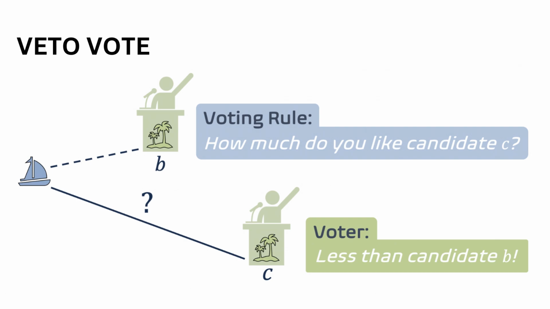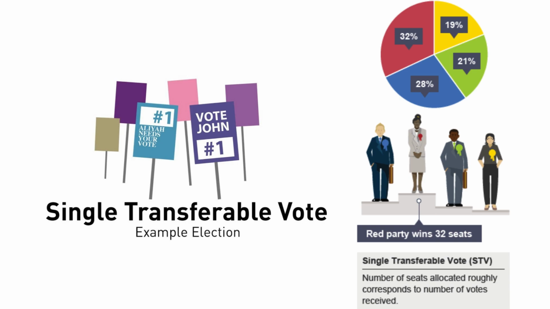Now, let's consider veto voting. Here, each voter can veto or disqualify one candidate. The candidate with the fewest vetoes wins. This system allows voters to block their least favorite candidate but doesn't show much about who they prefer. It can lead to strategic voting where voters veto.